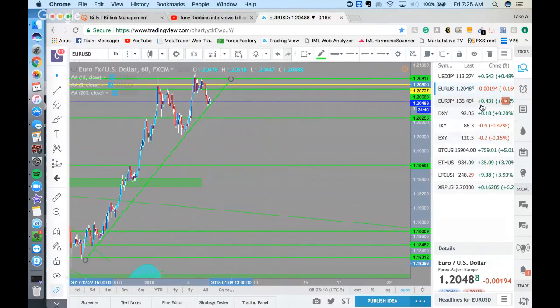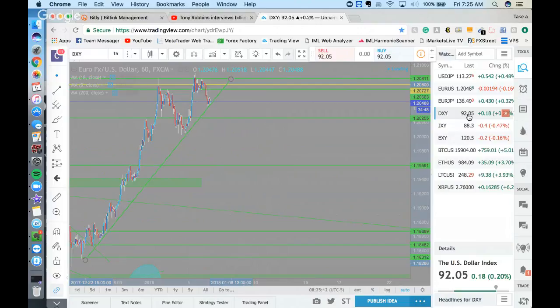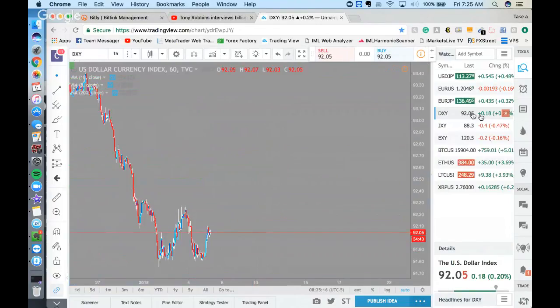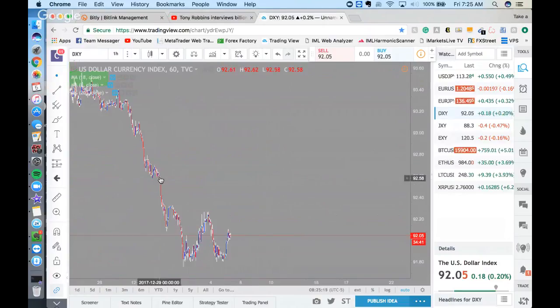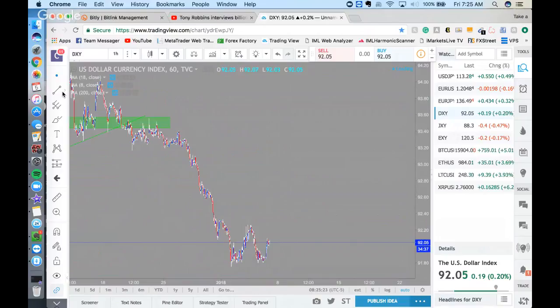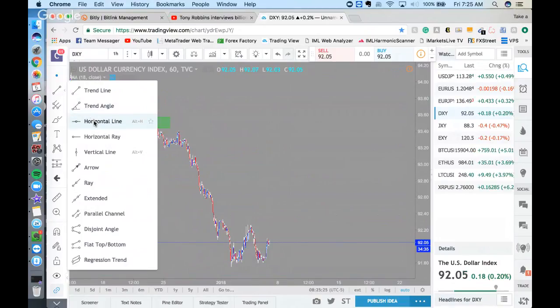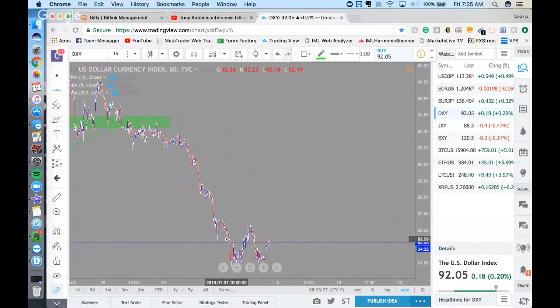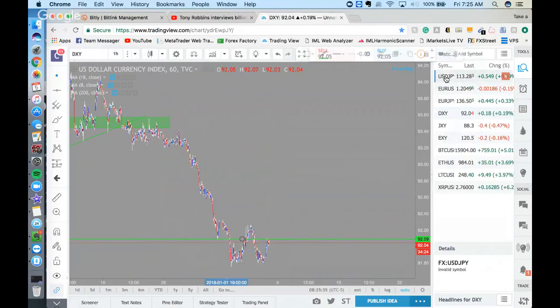I'm going to check the DXY right now too. This is just the dollar index, the US dollar. By just a quick glance, it looks like it's in a downtrend, and it should follow the downtrend right there, break, retouch. So unless this is going to make a major push, I expect the US dollar to go down off technical analysis. I'm going to trade UJ.